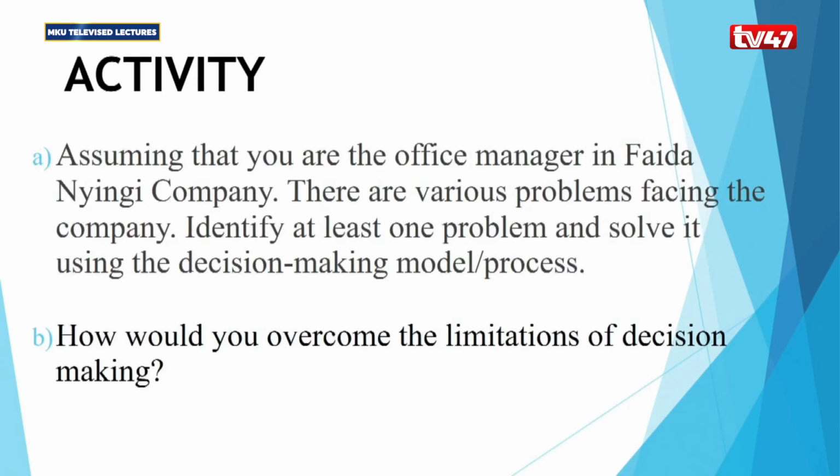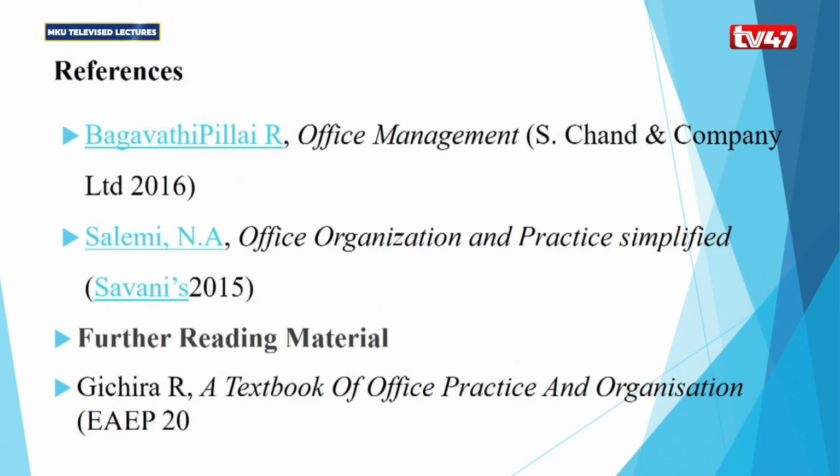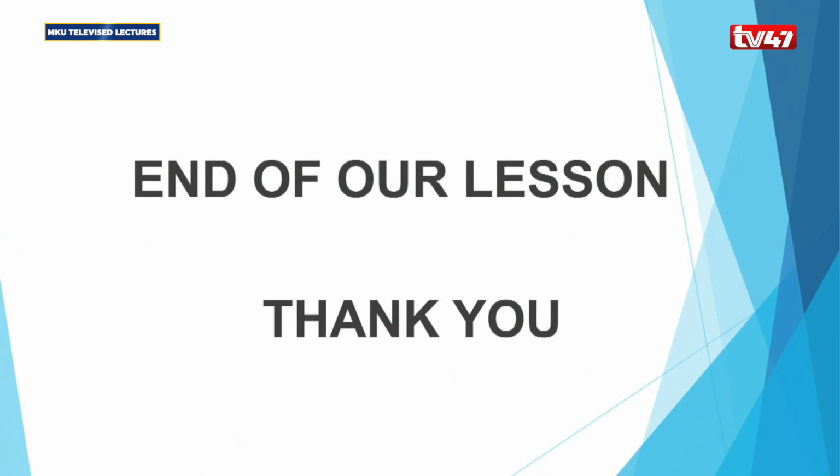We have an activity. Assuming that you are the office manager in Faida Nyingi company, there are various problems facing the company. A, identify at least one problem and solve it using the decision-making model step-by-step process. And B, how would you overcome the limitations of decision-making? I have the references for your further reading, and this brings us to the end of our lesson.